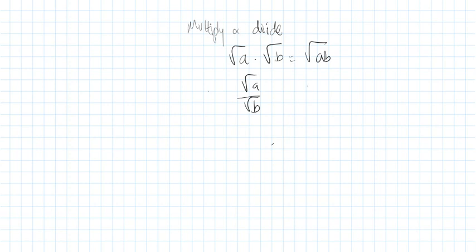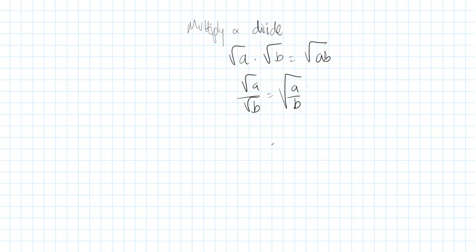Now the third one is going to involve multiplication and division. So how can we multiply and divide? To actually multiply or divide, you need to learn a couple of different rules. If you multiply root of a times root of b, you're going to get root of ab. That's the first one. And the second one is, if you have root of a divided by root of b, that becomes root of a over b.